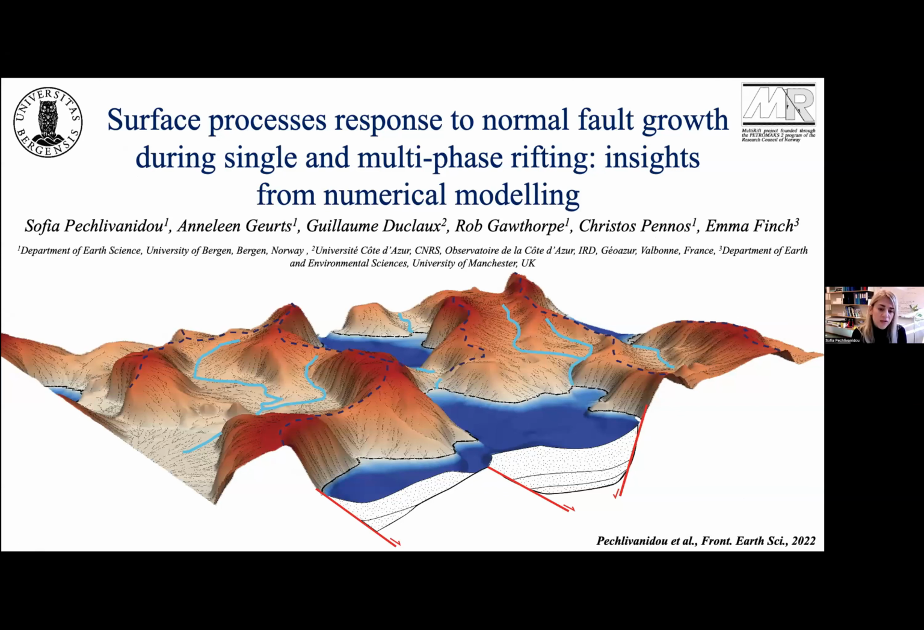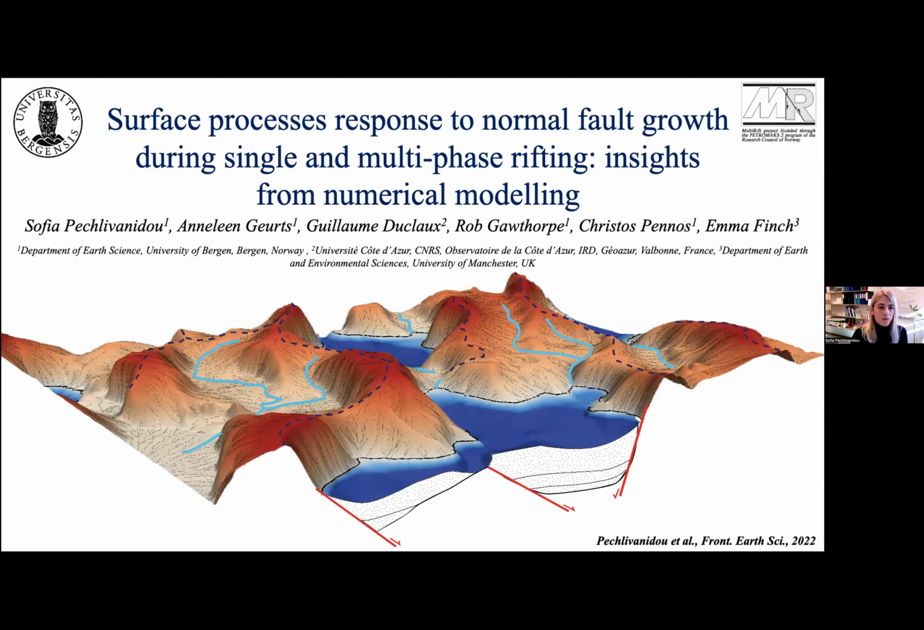So in this first slide, we are looking at a model rift topography that evolved in response to multi-phase extension. The purpose of this work is to understand how erosional and depositional processes evolve in rifts that are characterized by complex multi-phase extensional histories, and to make a comparison to simpler single-phase rifts.